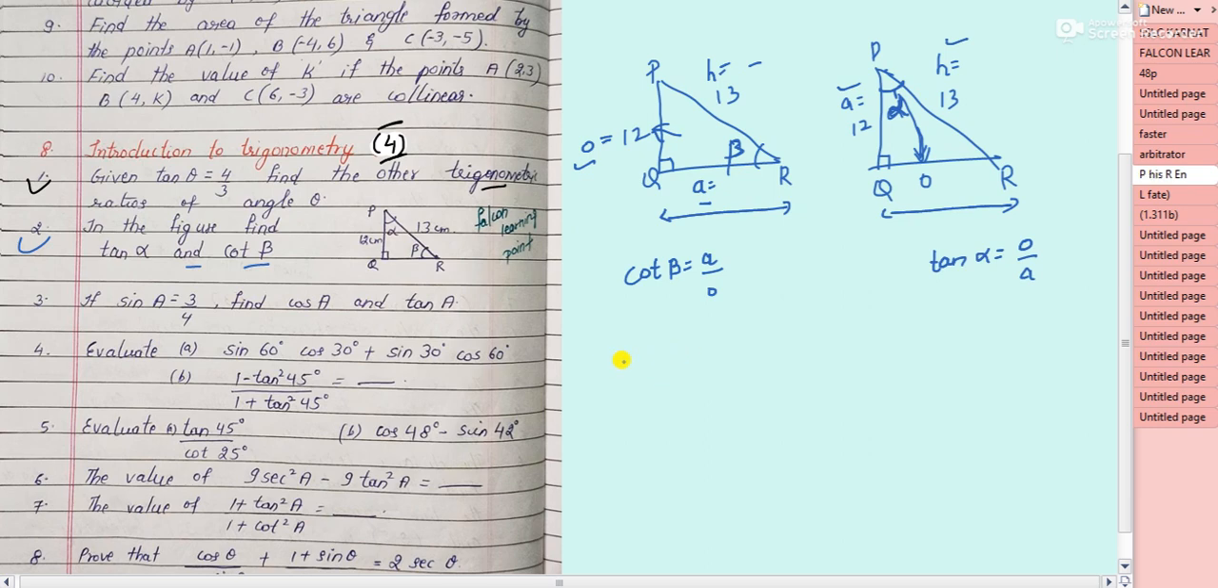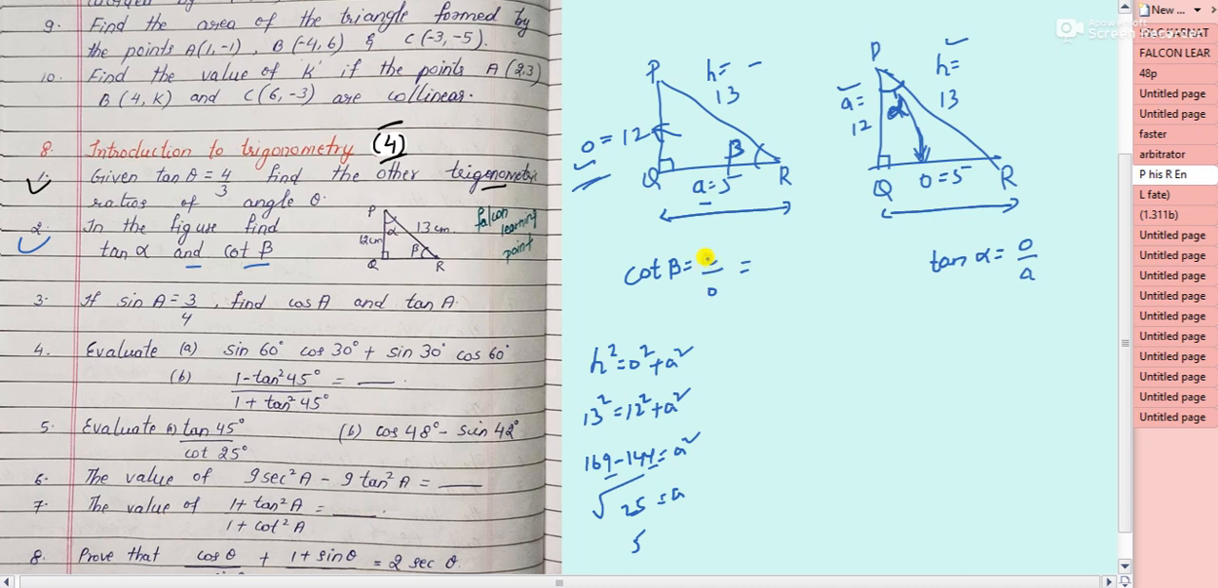So to find QR you need to use Pythagoras theorem. Again here if I use H square is equal to O square plus A square, so 13 square is equal to 12 square plus A square. This is 169 minus 144. This is A square, which is equal to 25, so A is 5. Again this QR is 5. Here also this becomes 5, right?